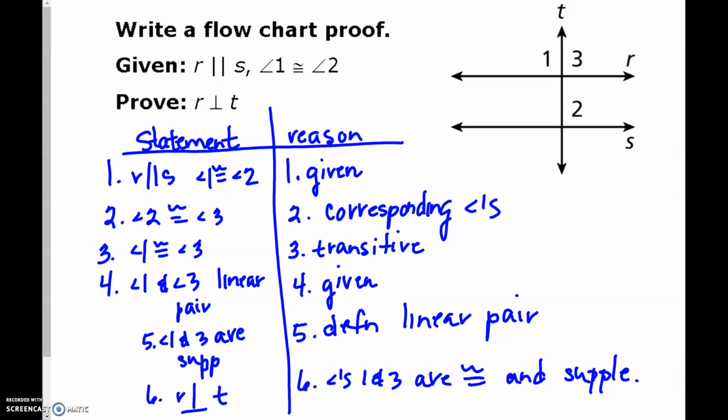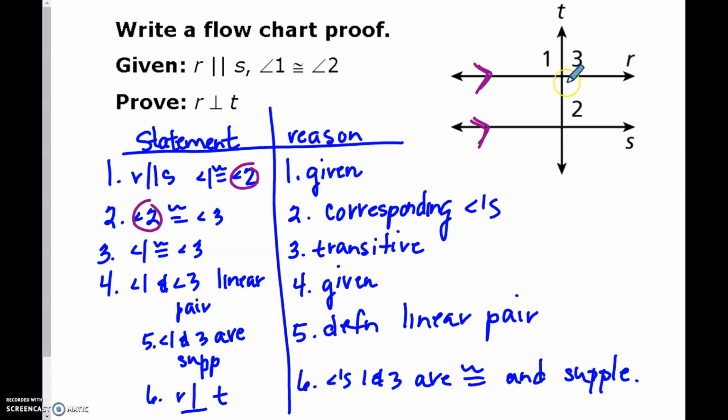So we can see here that we're given R and S are parallel. So they're telling us that R and S are parallel and angle 1 is congruent to 2 by given information. Well, because these are parallel, we can now say that angle 2 and 3 are congruent by corresponding. Then if we look at steps 1 and 2, they both have this angle 2 tying them together. So by using the transitive property, we can now say angle 1 is congruent to angle 3.